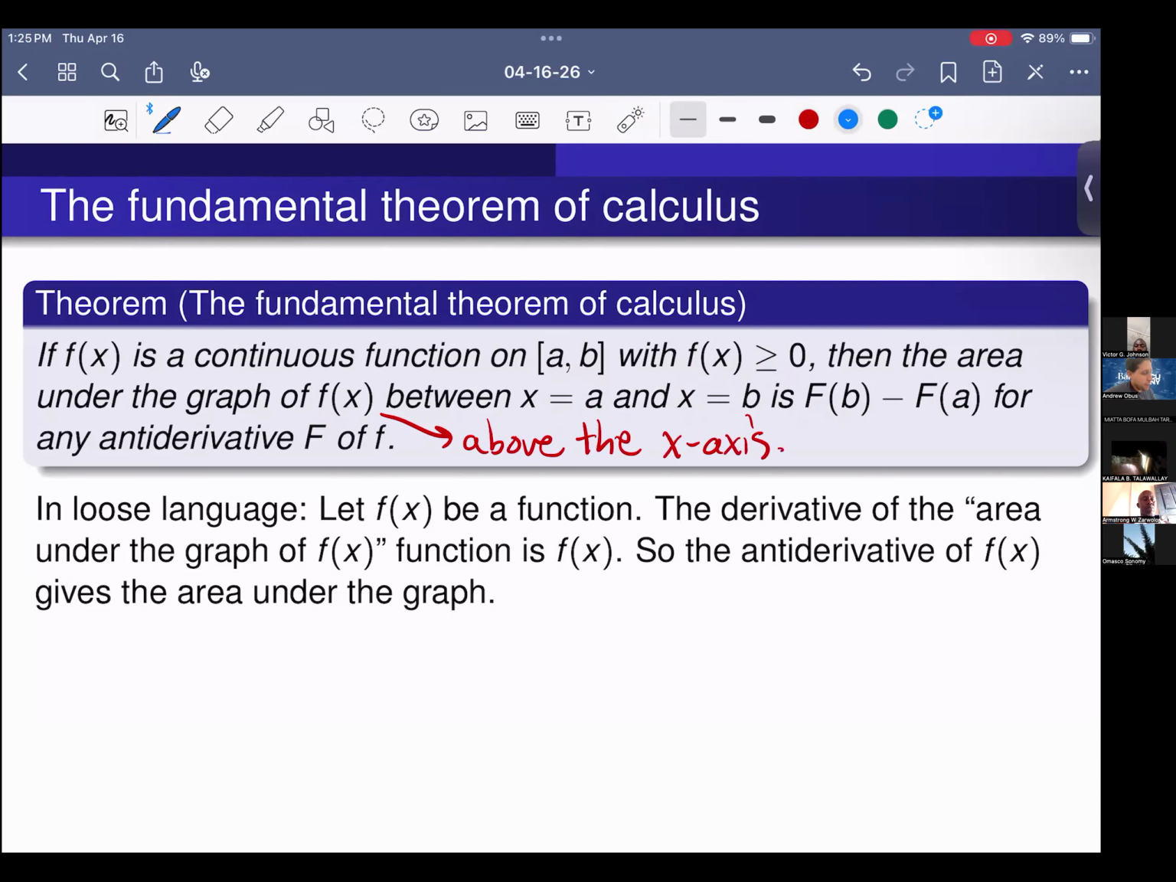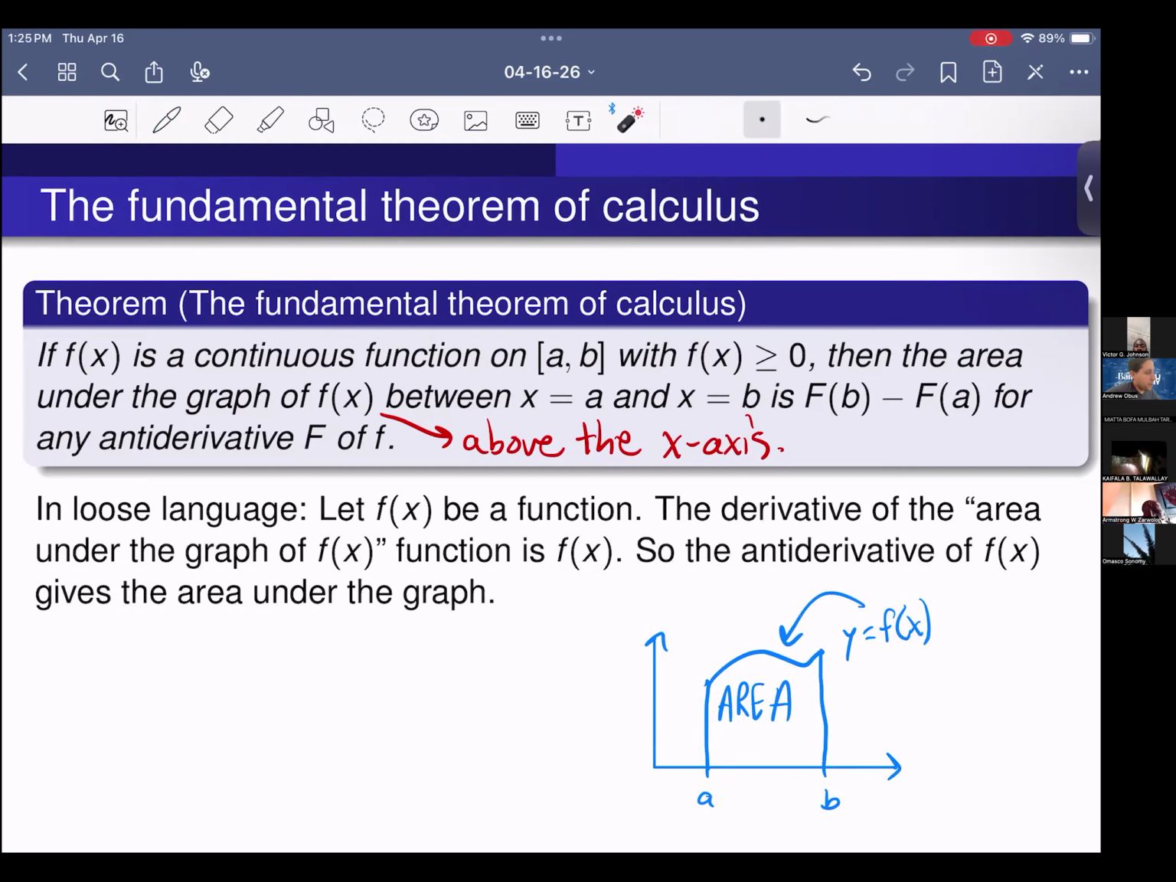Okay, so as a picture, what I mean is exactly this. It's exactly the same picture I've shown. If I have a and I have b, and this is my function, y equals f of x, then by the area under the graph, I mean this area. Okay. So if this is my function, y equals f of x.